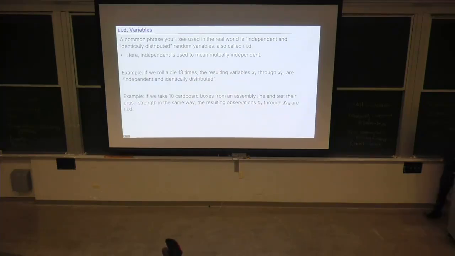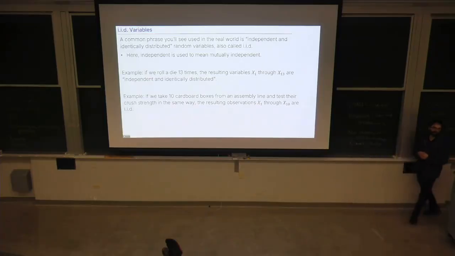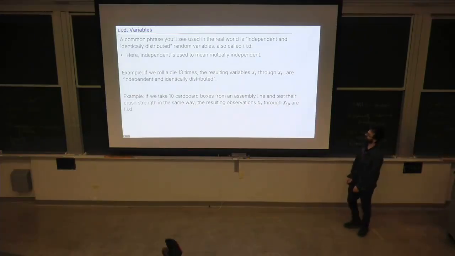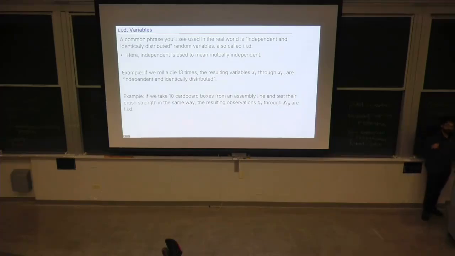Okay. A really common idea, and one that we're going to use today when we do some expectation magic in a bit, is this notion of independent and identically distributed random variables, also called IID. And here independent means mutually independent. The basic idea: imagine, for example, that we roll some die of some number of sides 13 times. Then we would say the resulting variables, X1 through X13, are independent, because each roll doesn't affect the other, and are identically distributed, because they're all die rolls, right?